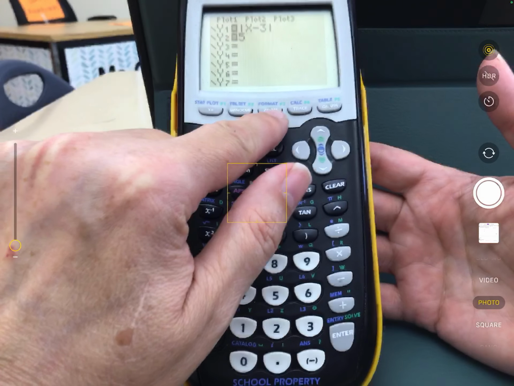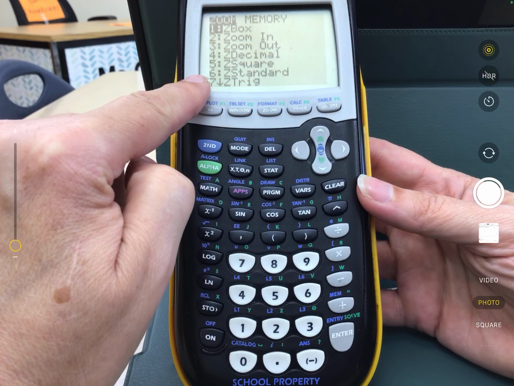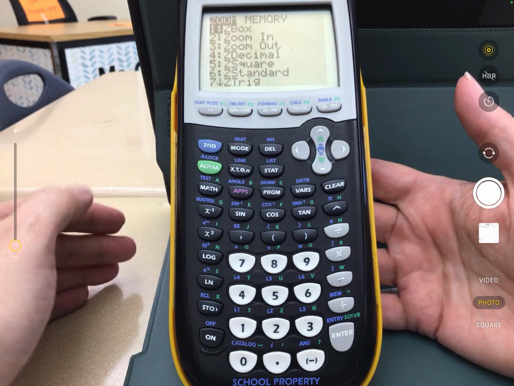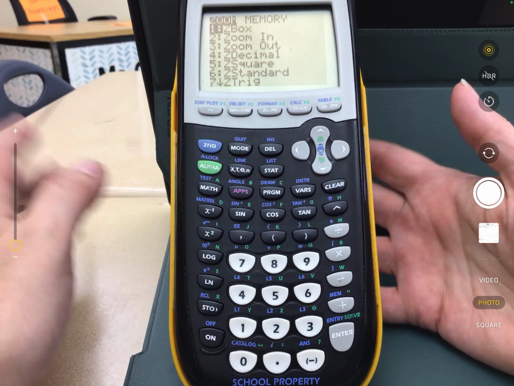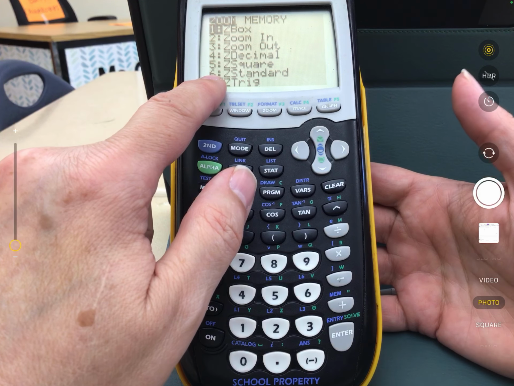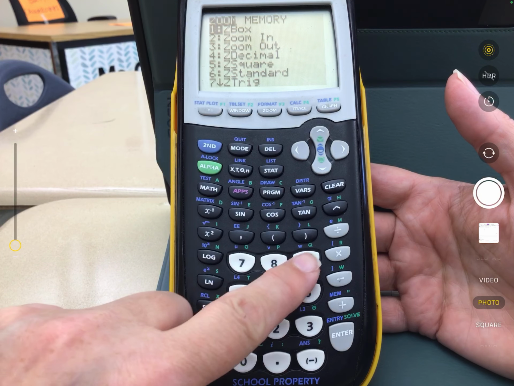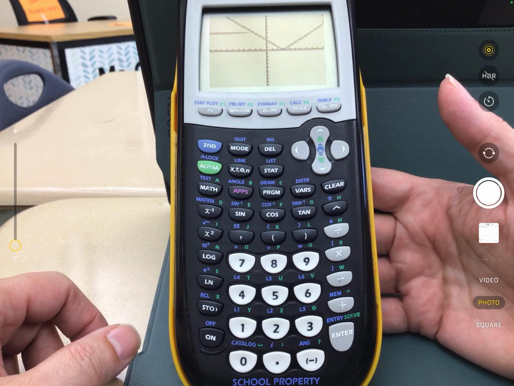So instead, I tend to always go into Zoom, and then choice 5 is Zoom standard. The Zoom standard window always goes from negative 10 to 10, negative 10 to 10. It's a good start over button. So I'm going to either use the arrow down key to get to 6, or you can just hit the number 6. I'm going to hit the number 6 here, and then it'll graph it. There is my absolute value, and there is my graph.